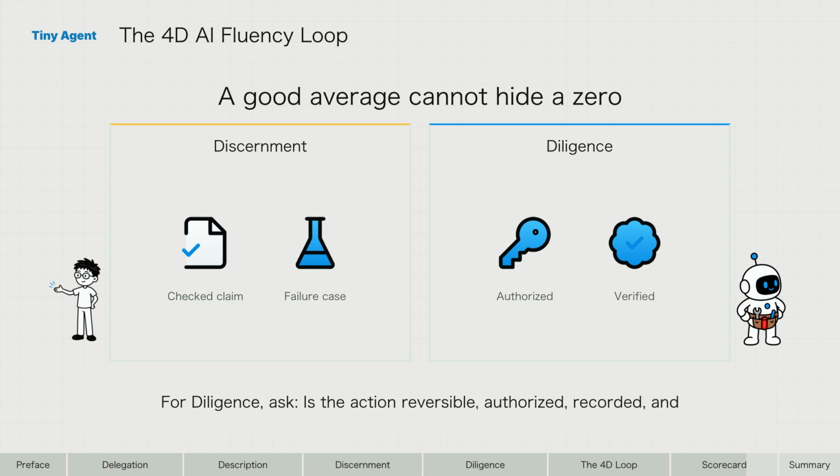For diligence, ask, is the action reversible, authorized, recorded, and verified afterward? Do I know who owns the final decision? Before consequential execution, require 2 points in every dimension, not merely a good average.